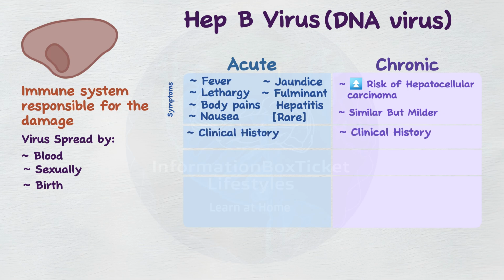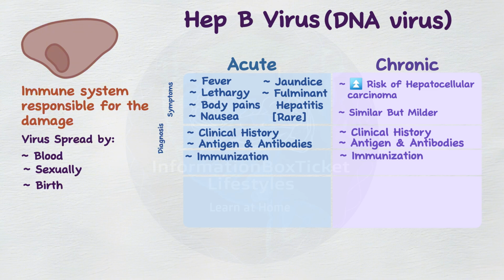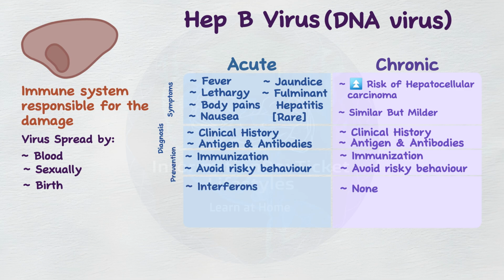The clinical history, antigen, and antibody results are used to make the diagnosis. Both immunization and abstaining from dangerous conduct can help prevent it. Interferons and antiviral medications can be used to treat severe instances of acute hepatitis, but no therapy is typically necessary for chronic hepatitis.